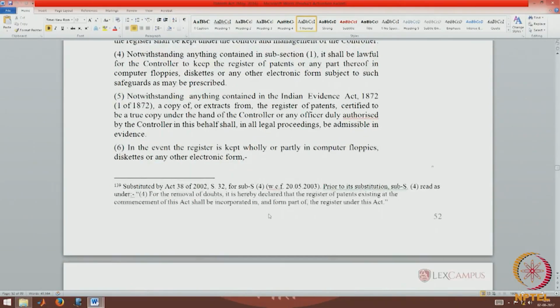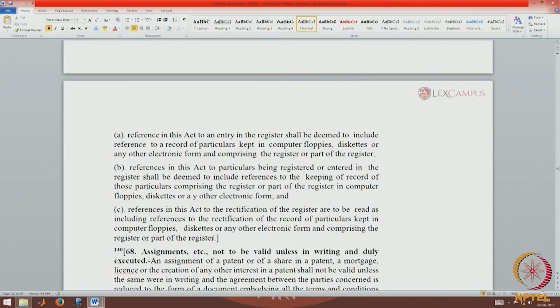6. In the event the register is kept wholly or partly in computer floppies, diskettes, or in other electronic form, reference in this Act to any entry in the register shall be deemed to include the electronic form as well, and reference in this Act to particulars registered or entered in the register shall be deemed to include references to keeping it in various electronic forms.